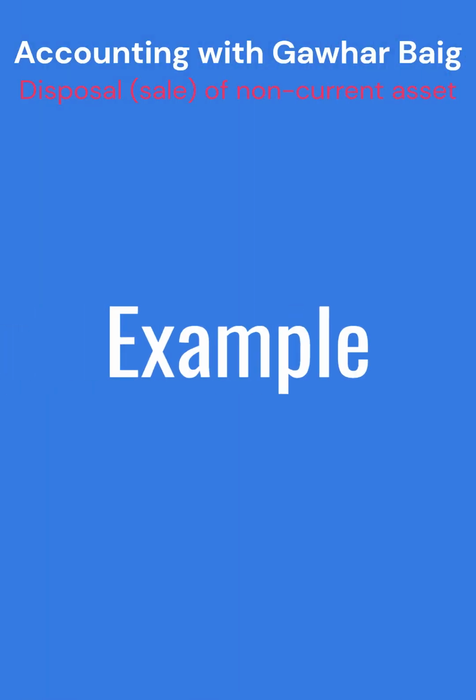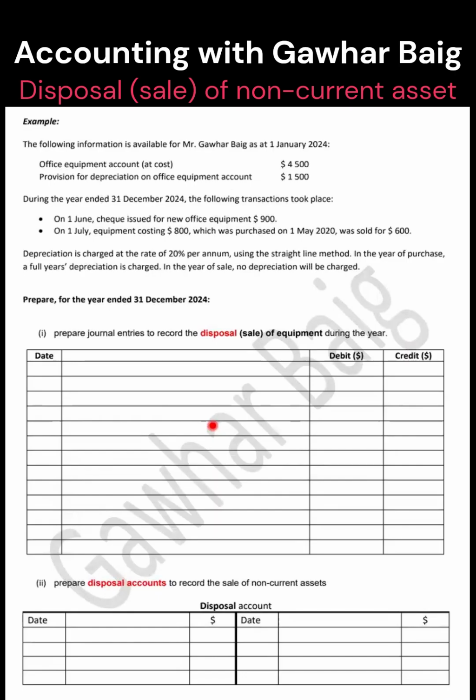Now let's go to an example which will clarify the whole thing for you. The following information is available for Mr. Gawhar Baig as at 1st Jan 2024. Office equipment account, it cost $4,500. Provision for depreciation on office equipment account, $1,500. During the year ended 31st December 2024, the following transactions took place.